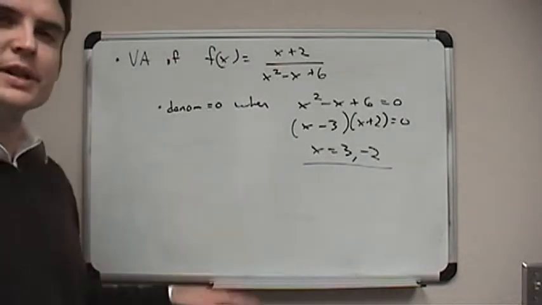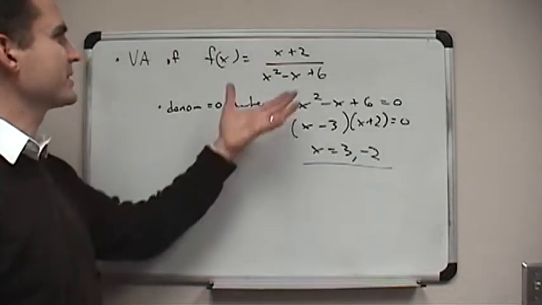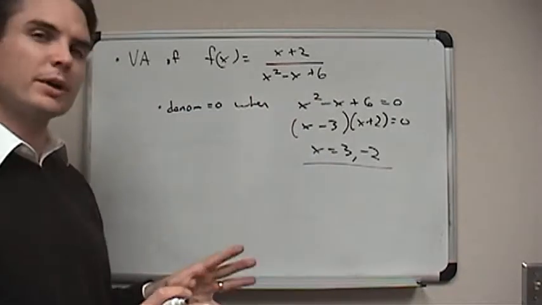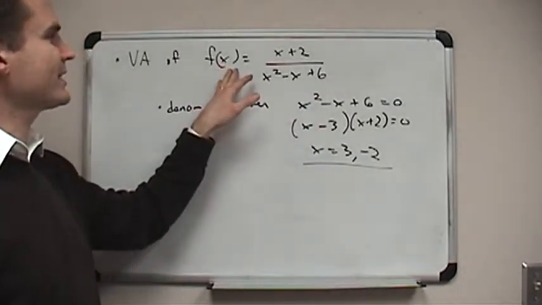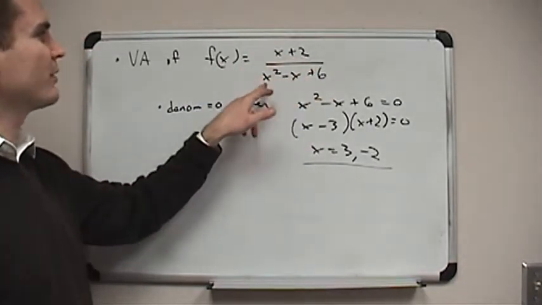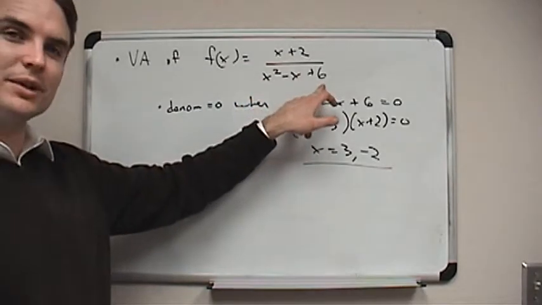I want to do another example here with asymptotes. This is another rational function, a little bit more complicated. It's f of x equals x plus 2 over x squared minus x plus 6.